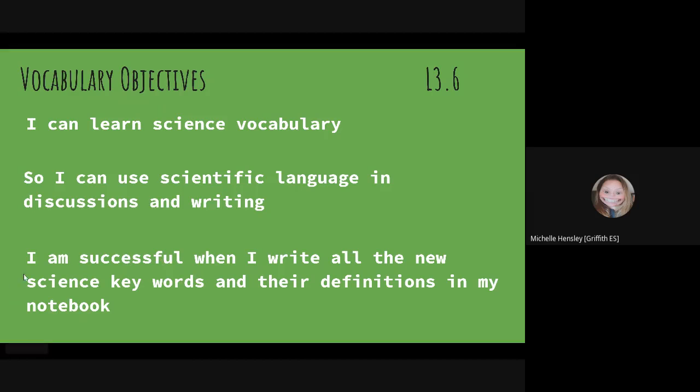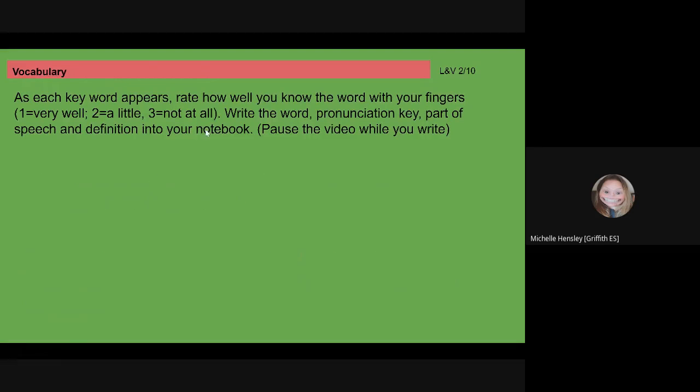All right, so we're going to be adding to our Unit 7 vocabulary. We're going to be adding some more science keywords today, some more academic keywords tomorrow, and that will finish out our new vocabulary for the week. And then next week, we're going to talk about some compound words. So let's start off, as we always do. You're going to rate how well you know the words with your fingers.